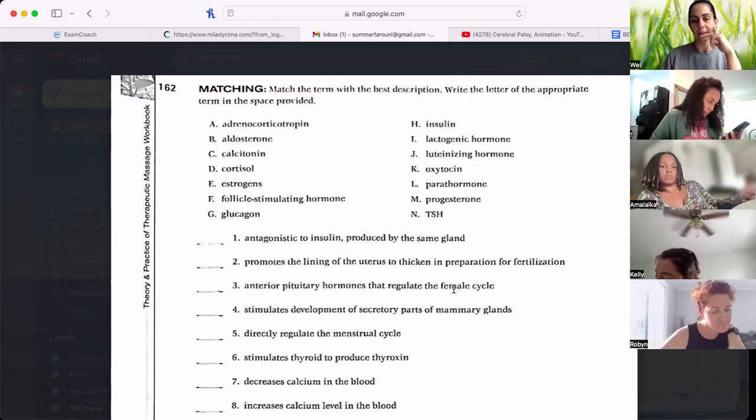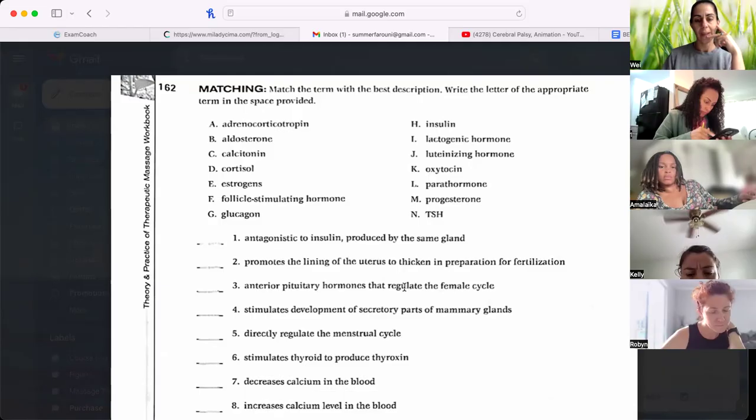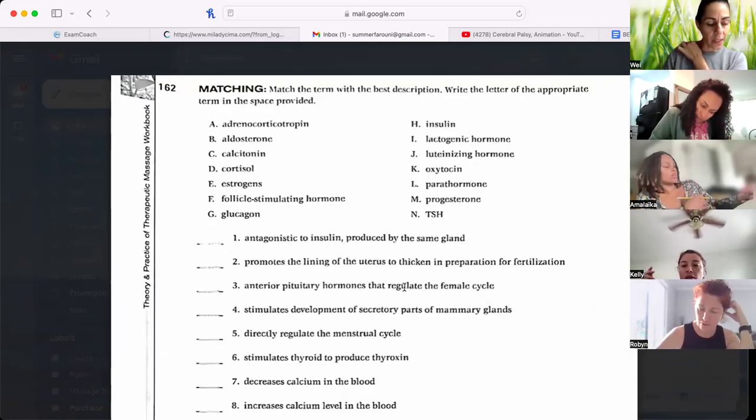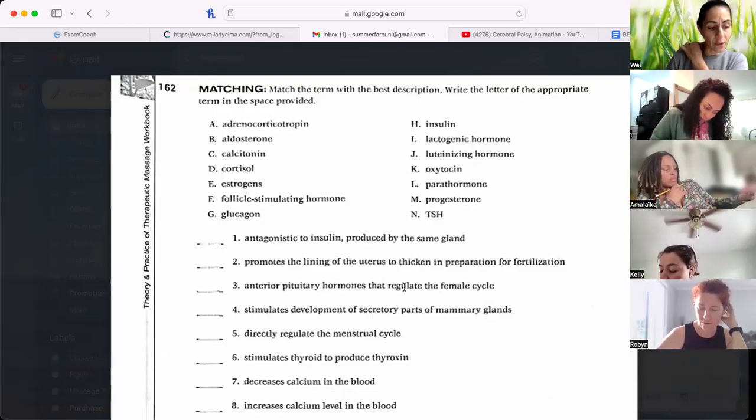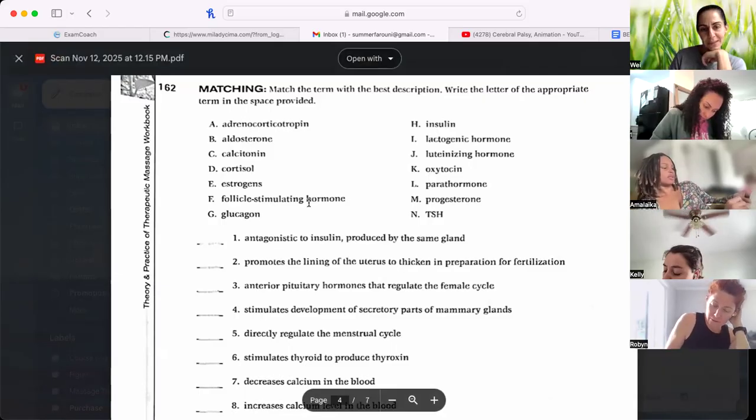Also, you find it in the table. If nobody gets it, I can tell you. Is it FSH? Estrogen? That regulates the female cycle. Yeah, the F, the follicle stimulating hormone.